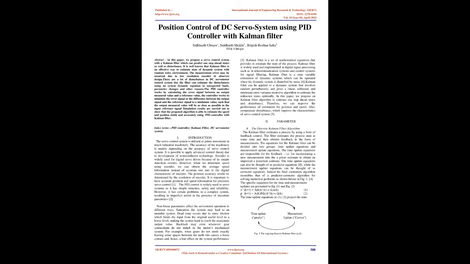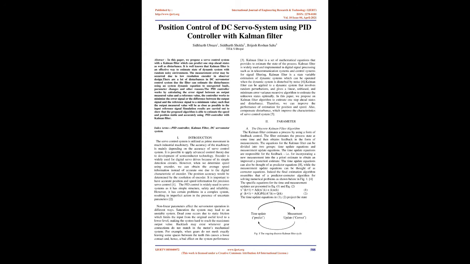The PID control is widely used in servo systems as it has simple structure, safety, and reliability. However, it has certain problems in a complex system, resulting in imperfect action in the presence of uncertain parameters too. Nonlinear parameters affect the servomotor operation in different ways. Saturation: the system may lead to an unstable system. Dead zone occurs due to static friction which limits the input from the original useful level to a lower level, making the system hard to reach the maximum output value.